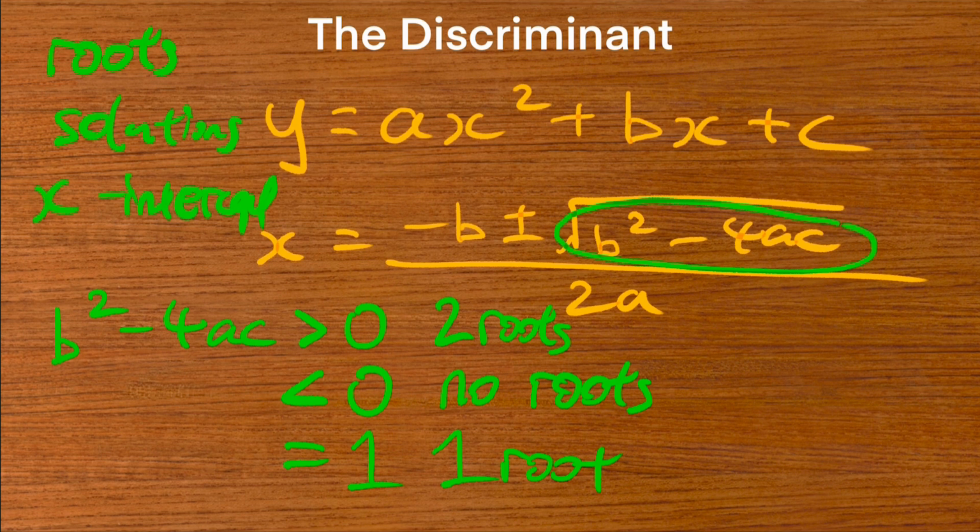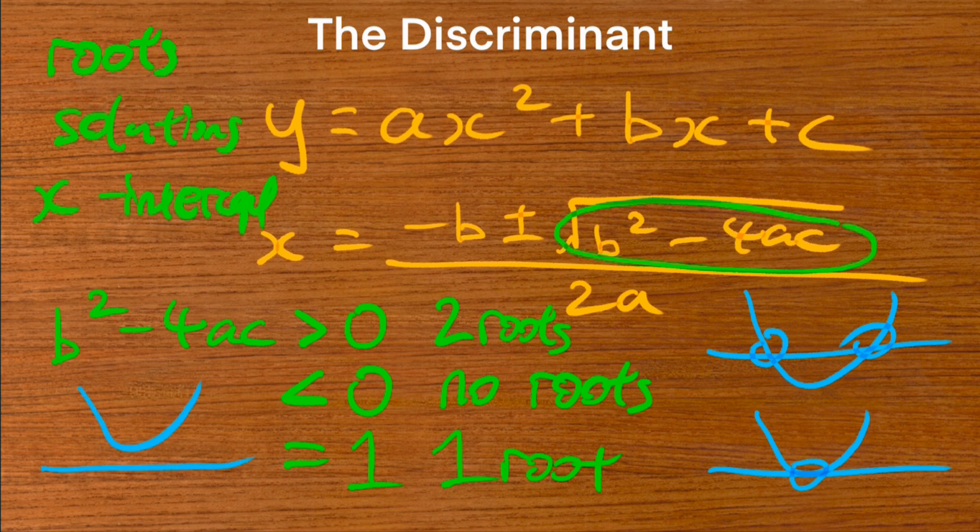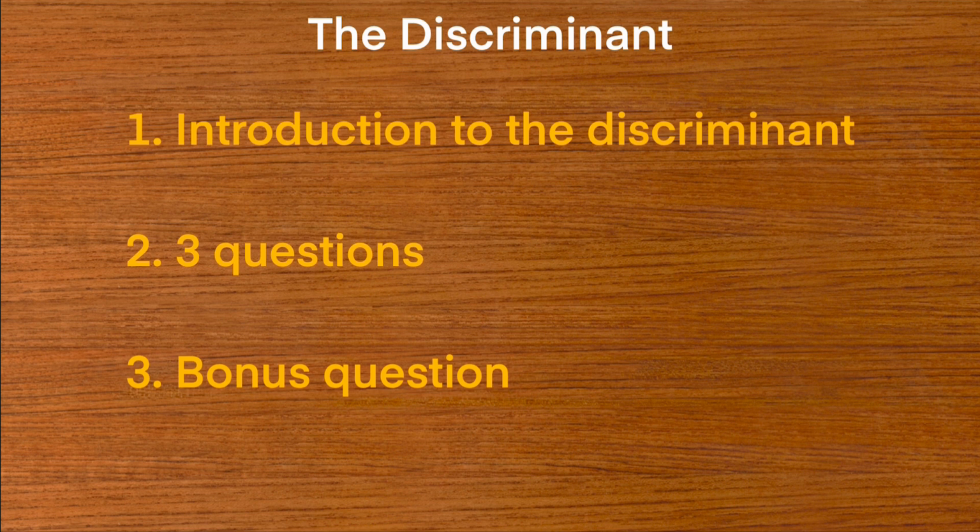So 2 roots means that the graph will cut the x-axis twice. 1 root means that you cut it once. And no roots means that it will not cut the x-axis at all. So we are done with the introduction. Let's move on to 3 examples.